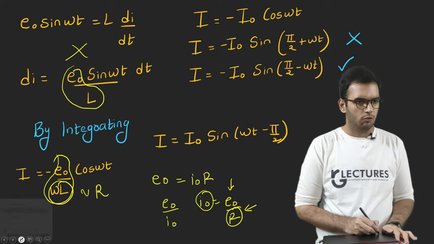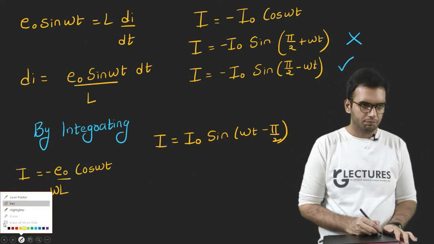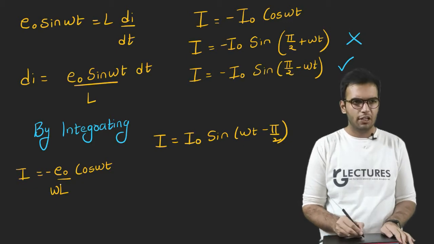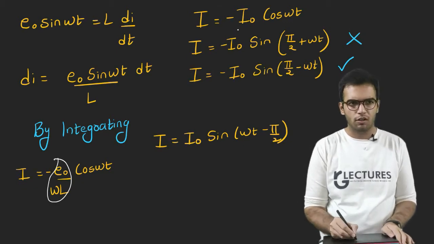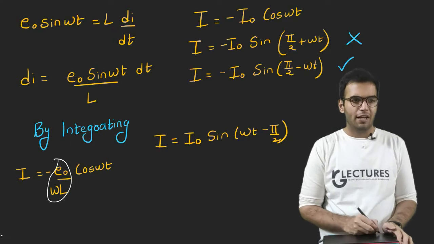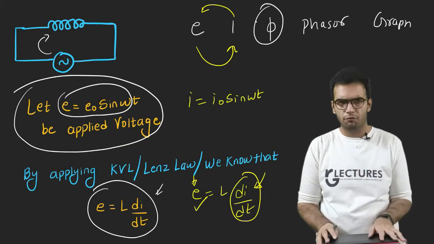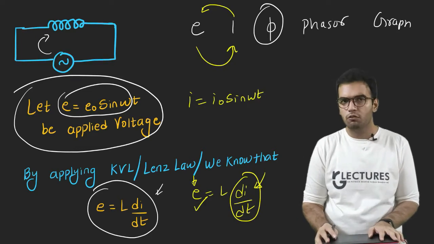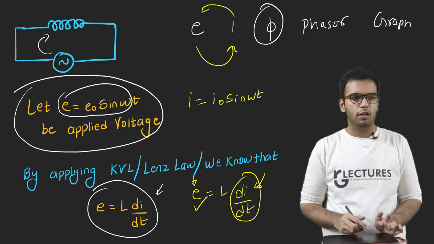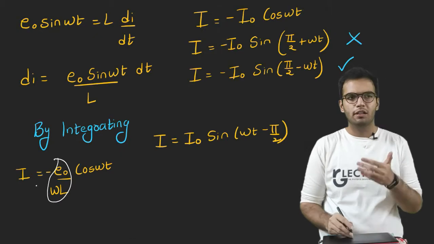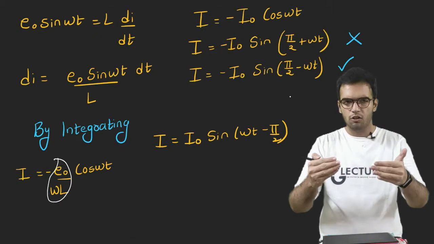Okay, now let me clear everything here. So yes, this is my final equation. So I can write this as I0, and now to find the phase difference, I have to compare two equations. Now when I have to compare two equations, both equations should be in the same trigonometric form, sine or cos.